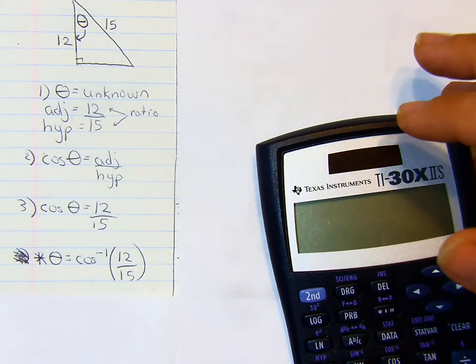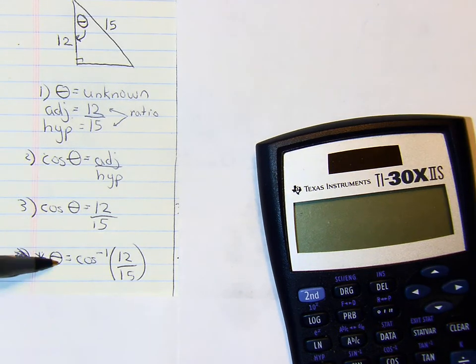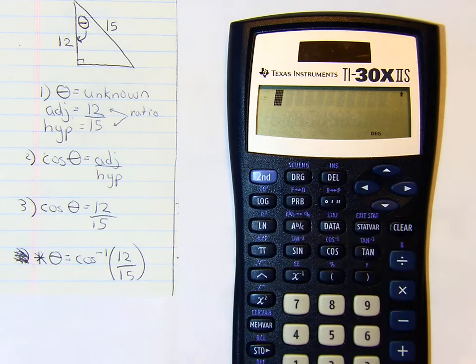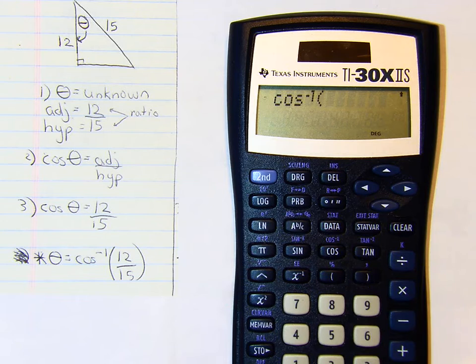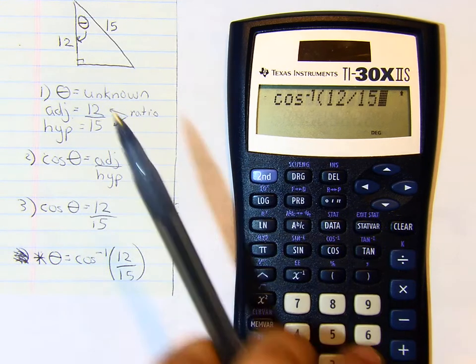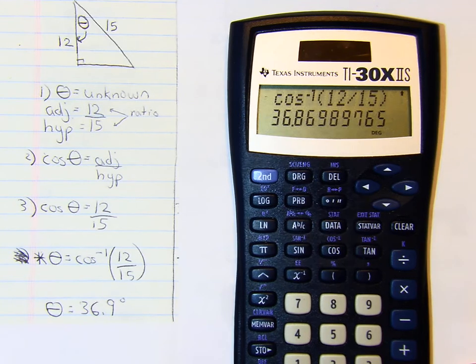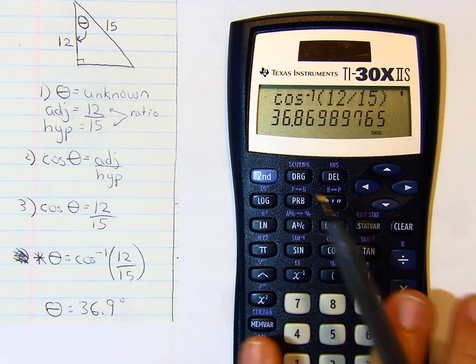So we can just skip. Once you know this information, know that you're going to use cosine, you can mentally plug it in and just go straight to this one here. So on your calculator, all you're going to do is hit second cosine, and you'll see I have that bit of information. That means I'm going to be finding my angle. And then I literally am just going to do 12 divided by 15. And that is the degree of my angle, which I rounded up to 36.9 degrees. Boom. I just figured it out.